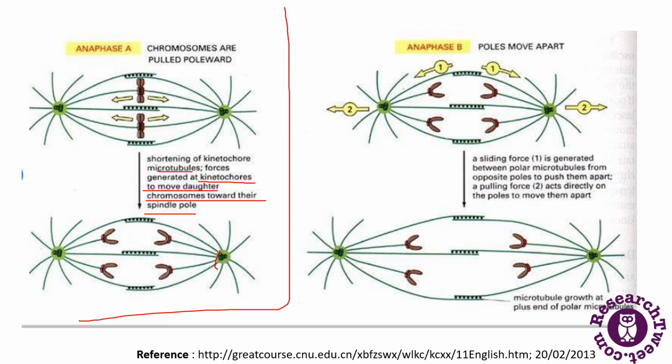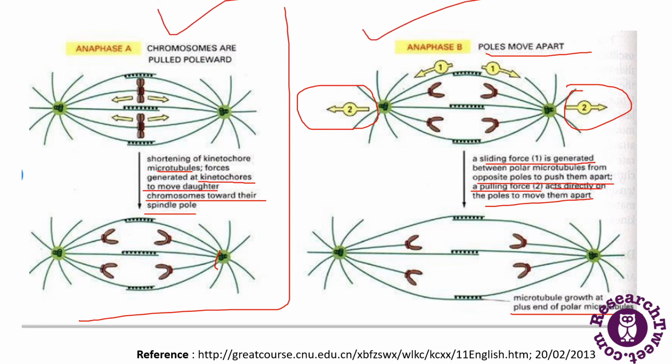Then what about anaphase B? The poles move apart. For example, a sliding force, marked 1, is generated between polar microtubules from the opposite poles to push them apart. In the second case, marked 2, a pulling force acts directly on the poles to move them apart. The microtubules grow at the plus ends of the polar microtubules. So this was about anaphase A and this was about anaphase B.